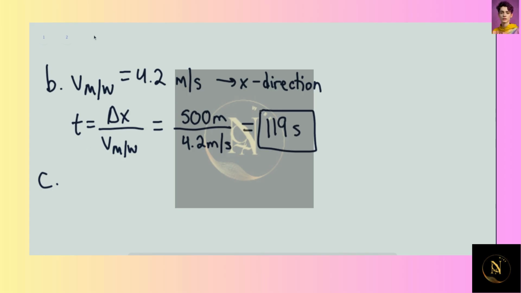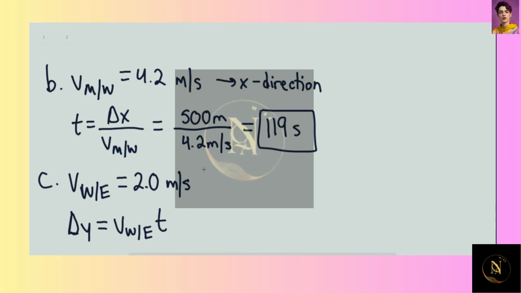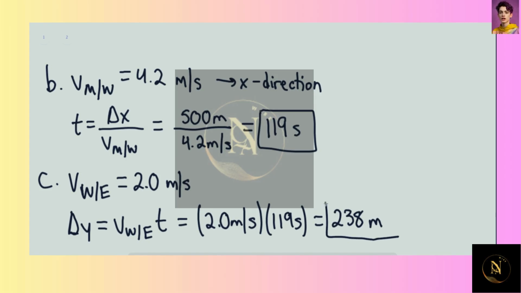And then for part C, how far south of the starting point will you reach the opposite bank? Well, we have a current, or the velocity of the water relative to the earth. This equals 2.0 meters per second. And so we can say that delta y, which would give us how far south you end up, would be the velocity of the water relative to the earth, multiplied by t that we found in part B. And so this would be 2.0 meters per second, multiplied by 119 seconds. This equals 238 meters. So this is how far south you end up.